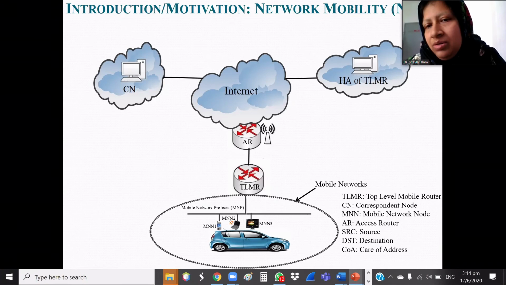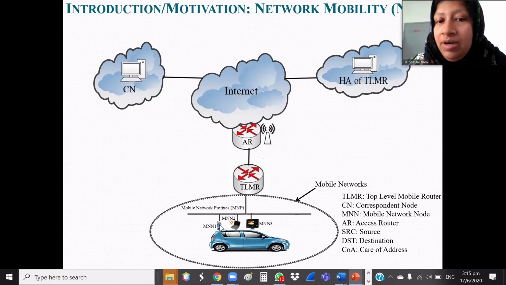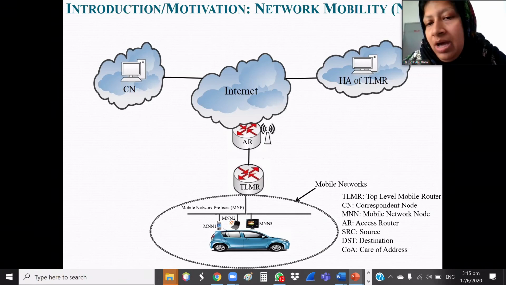And here, what we can see is that we have a car, and inside this car, we have some mobile network nodes. Here we are considering only the local fixed node, because we know that in a mobile network we have several types of nodes. For example, we have visiting mobile nodes. Maybe we can have some local mobile nodes. But for this research at this moment, we are using the local fixed node. This is just for the experimental purposes. Later on, we will think about the visiting mobile node also.